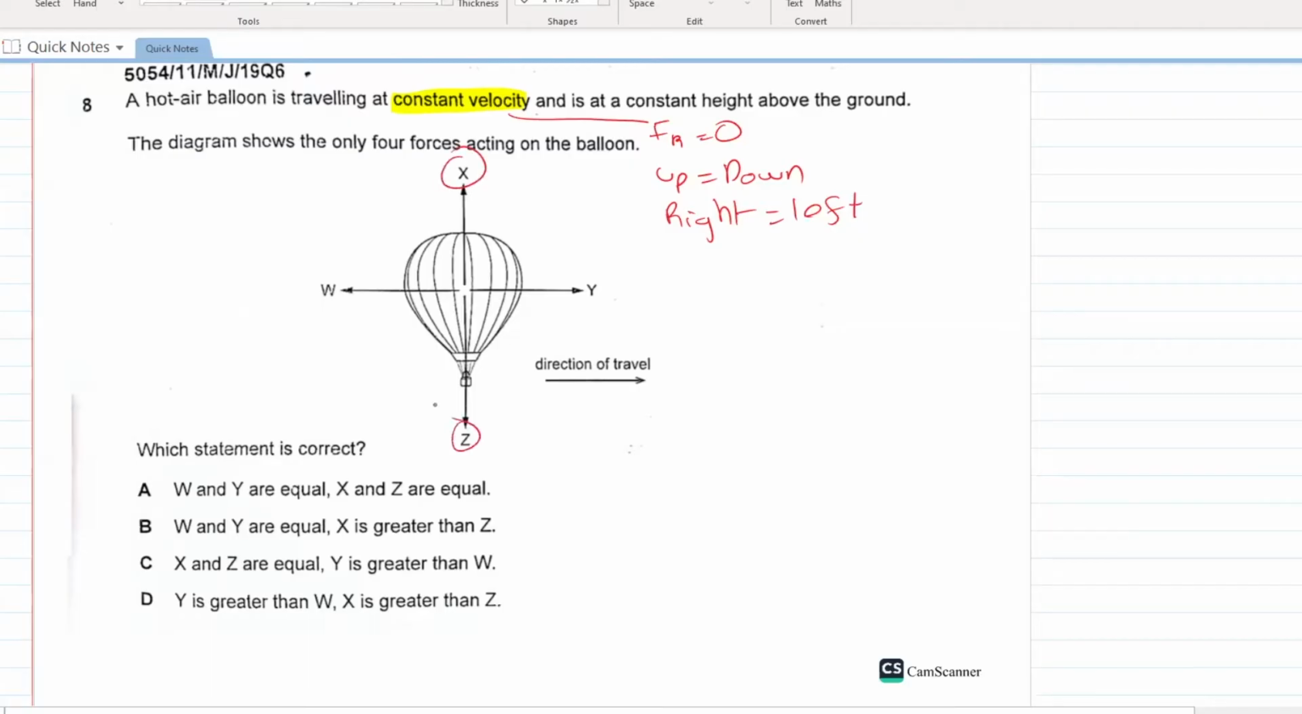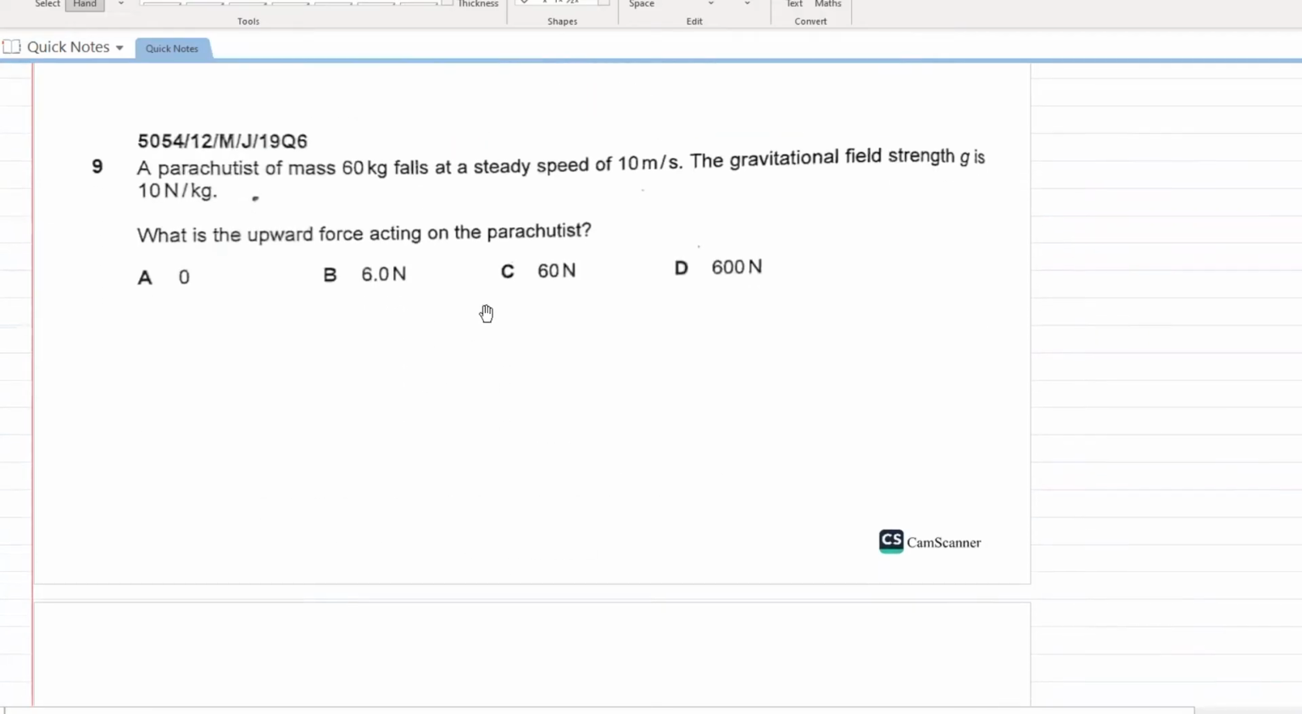What is your up force? X should be equal to Z, and Y should be equal to W. Is there any answer like that? W and Y are equal, X and Z are equal. A is your answer. Let's move ahead.